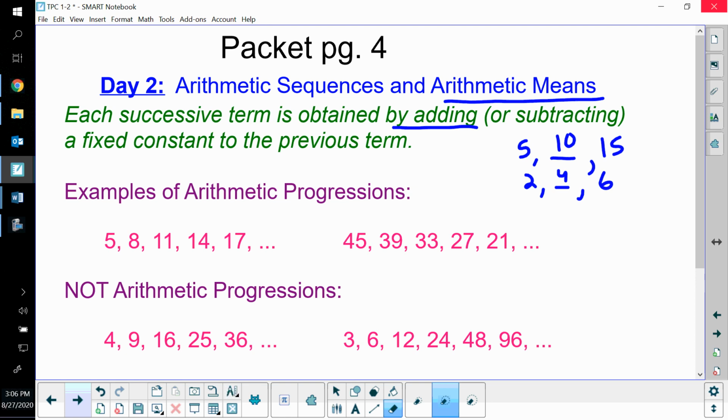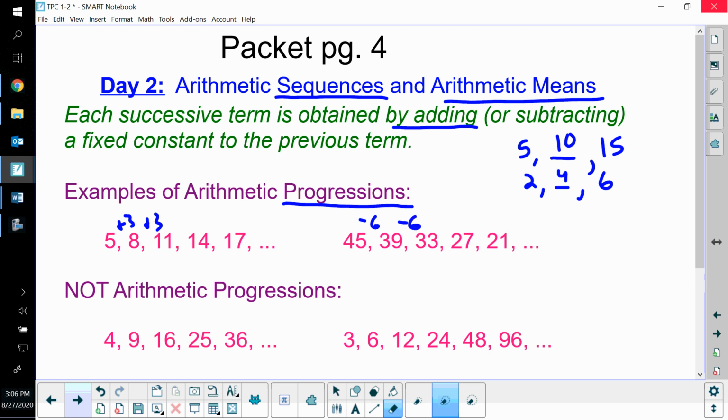The first two there are examples of arithmetic progressions. The terms progression and sequence can be used interchangeably. I purposely use them both on this slide so you become comfortable seeing them both, because on the Regents, a question could refer to it as a sequence or a progression, talking about the same thing. This first one, notice we're adding 3 each time. This one, notice we're subtracting 6 each time.